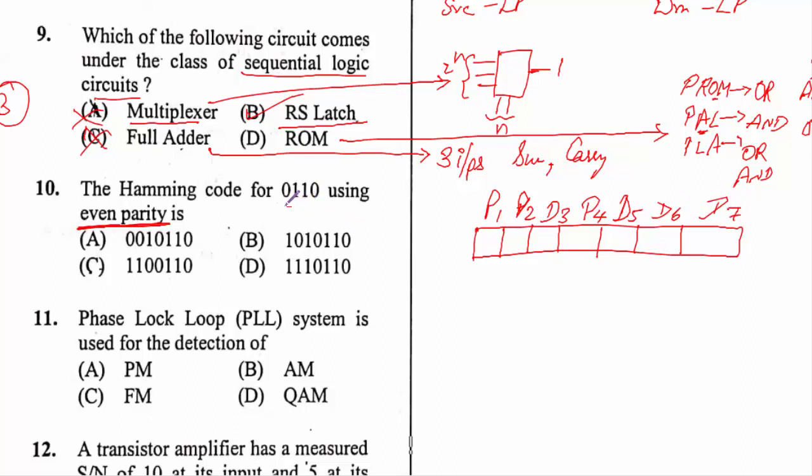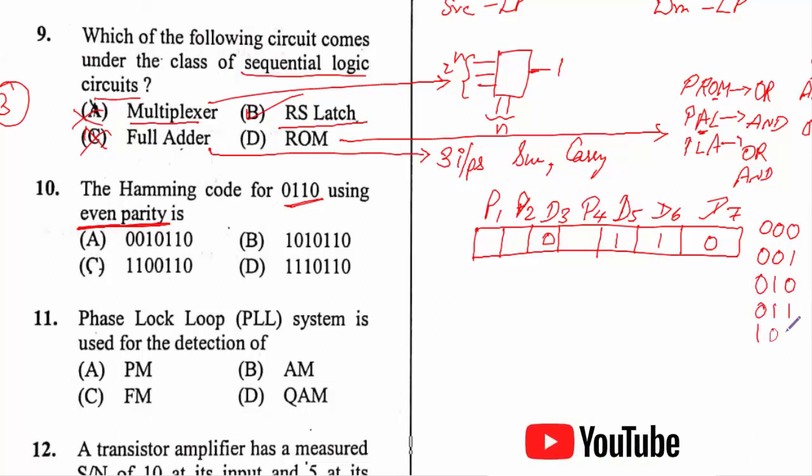So you have to arrange the data bits, that is 0 1 1 0, right? So let me make use of a 3 variable truth table. The 3 variable truth table will be 0 0 0 to 1 1 1. Able to follow? So 1 0 0 1 0 1 1 1 0 1 1 1.